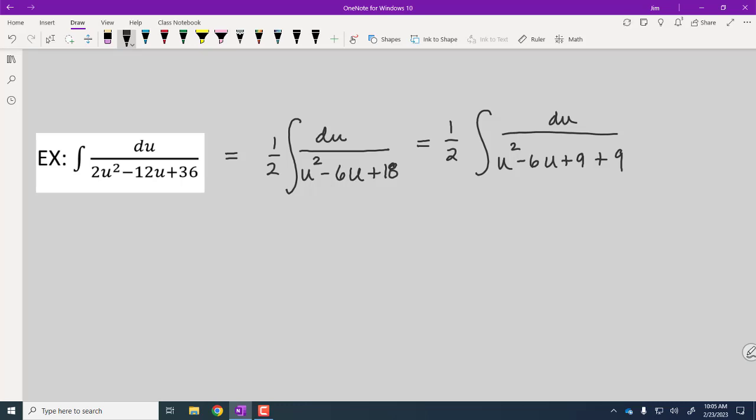Now that trinomial right here is a perfect square trinomial. That's what completing the square does. It creates a perfect square trinomial. It creates something that's going to factor into a quantity squared. So this will be (u minus 3) squared plus 9.